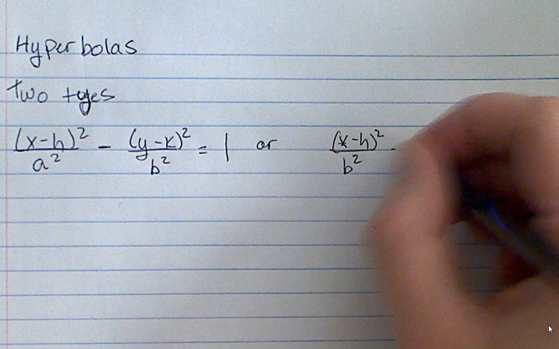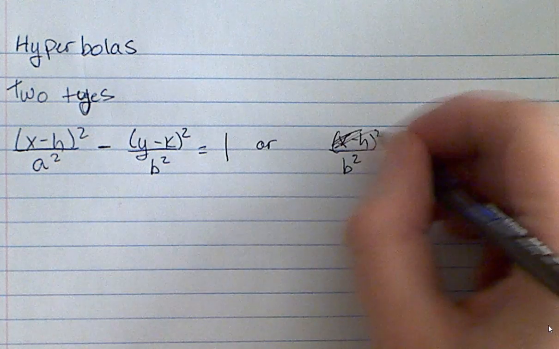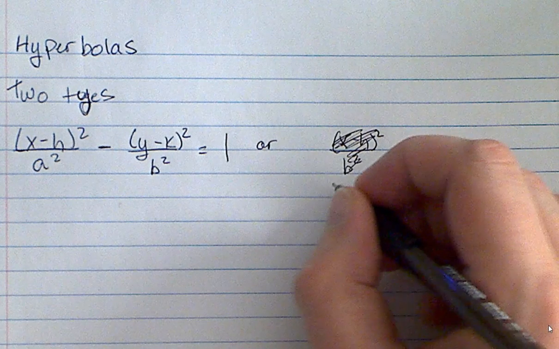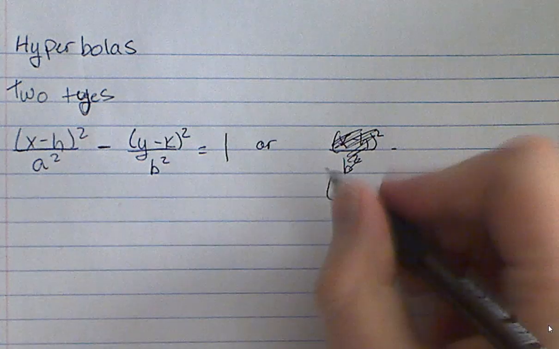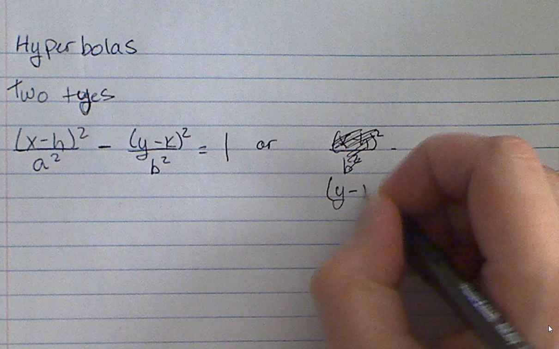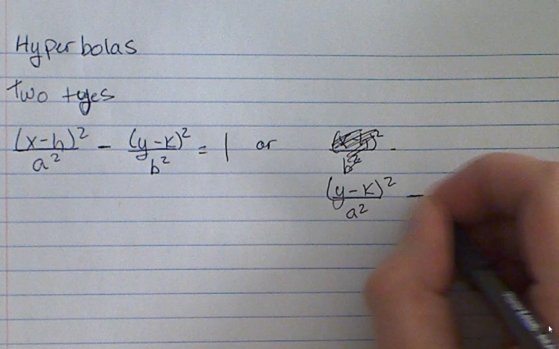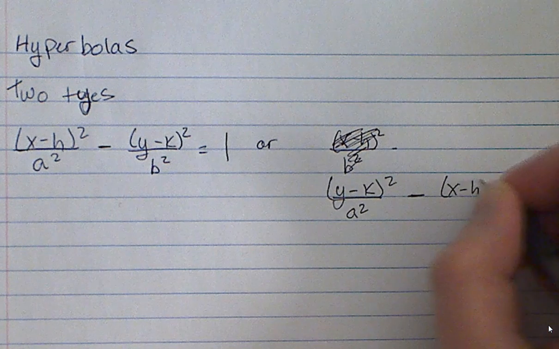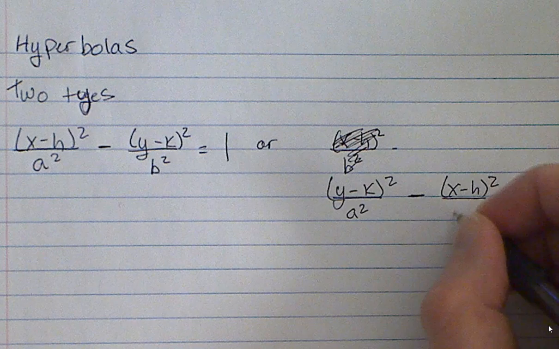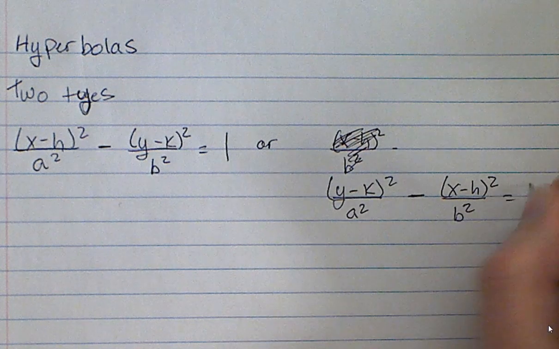Sorry, I need to change that. I always forget with hyperbolas that on the second one the y comes first. Or it's y minus k quantity squared over a squared minus x minus h quantity squared over b squared equal to 1. Sorry about that.